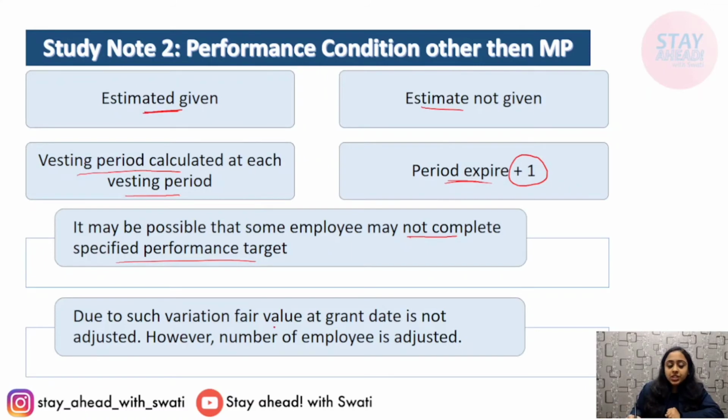Due to such variation, the fair value at grant date is not adjusted, whereas the number of employees is adjusted. This is very important. In case the number of employees changes due to any reason, due to any departure, the fair value at the grant date is never adjusted. Instead, the number of employees is adjusted. For example, they were 500, now it's 490 because 10 departed. So the number of employees will be reduced instead of changing anything in the fair value at the grant date. This is an important takeaway.